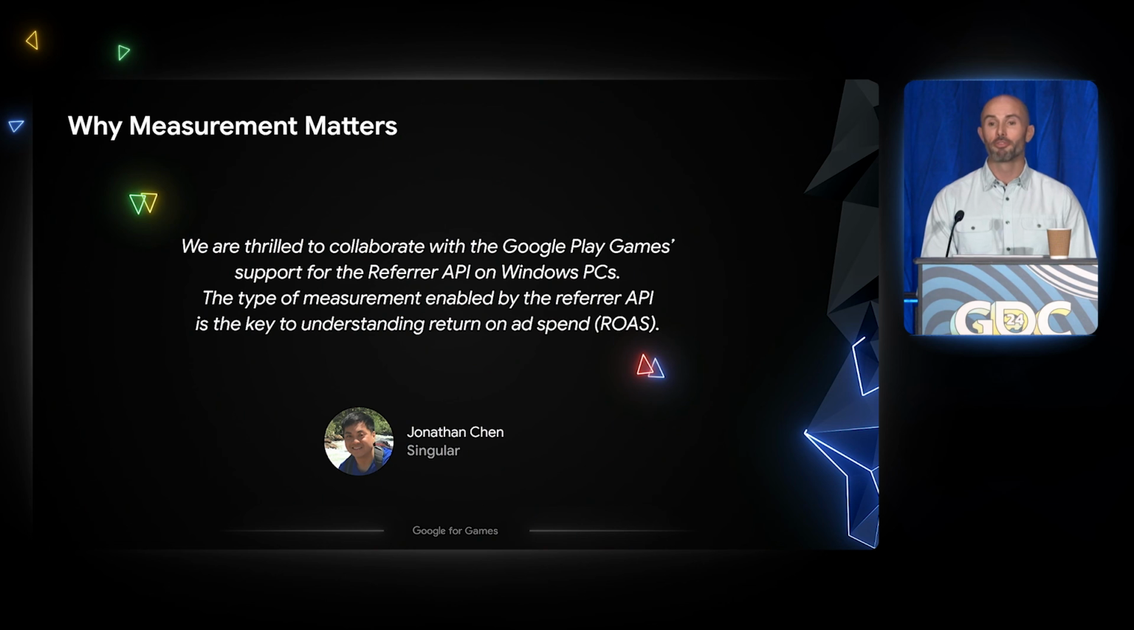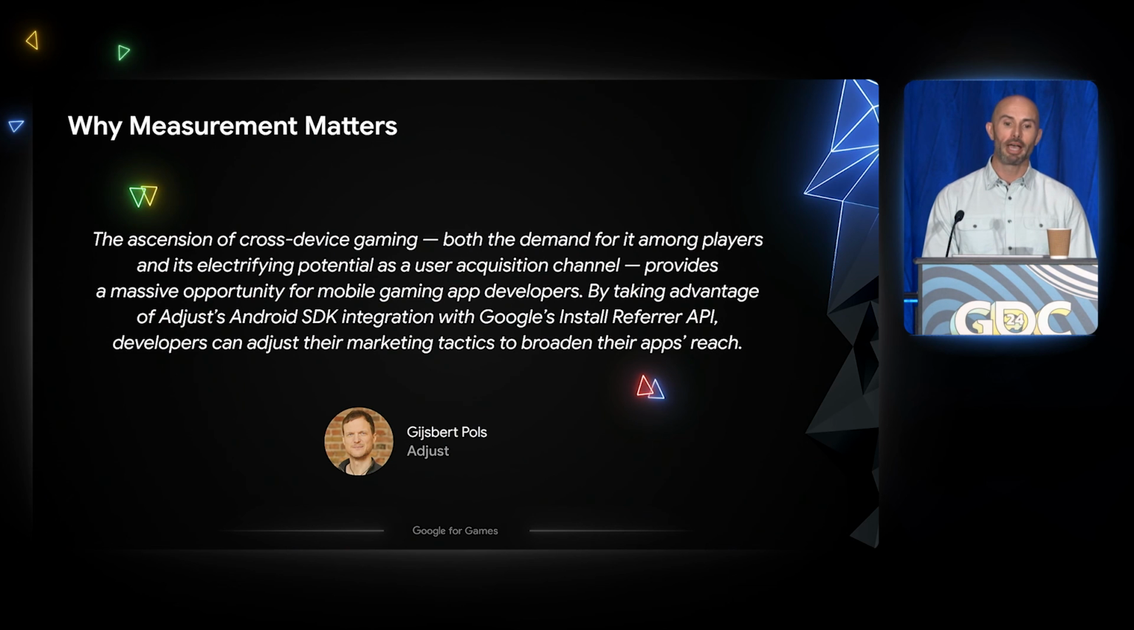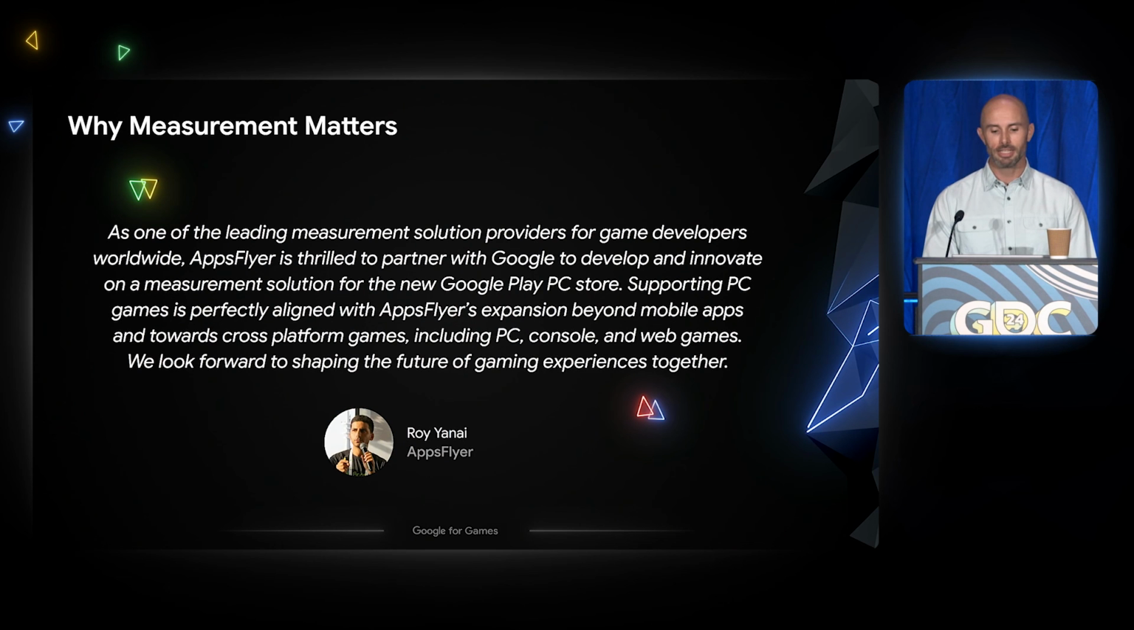We'd like to share some feedback from a few of our app attribution partners, all of which are excited about supporting Google Play Games measurement and opening up new channels for advertisers. The first quote is from Jonathan Chen at Singular, who's thrilled about the opportunity to further unlock return on ad spend on PC. The next feedback we have here is from Haispirit Polls at Adjust, who has highlighted this electrifying opportunity for cross-device gaming. And last but not least, from Roy and I at AppsFlyer, who envisions this new solution shaping the future of gaming. And for all of you in the audience today, we hope that you feel the same way too.